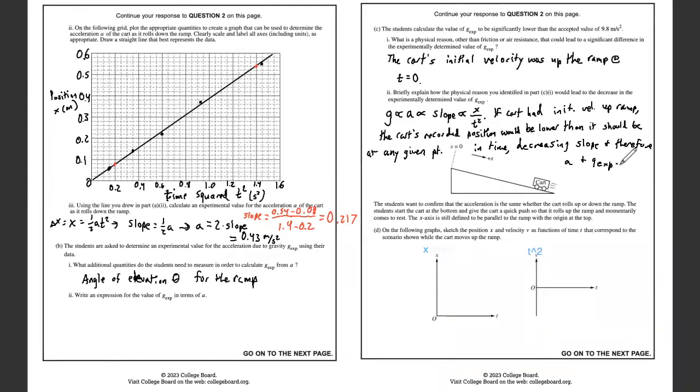All right. Student wants to confirm that the acceleration is the same going up and down the ramp. Student gives the car a quick push and then it comes to rest. Positive x is up the ramp with the origin at the top. All right, that's important. So what this actually means, right, is that if positive x is down the ramp, and the origin is at the top, we would start with an initial position, and we should expect this to be a quadratic function, right, something along the lines of that.